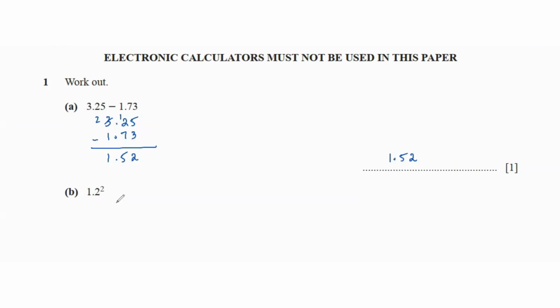Then it says find 1.2 squared. 1.2 squared is basically 12 over 10 squared, which is 144 over 100. Move the decimal 2 places to the left. So 1.44 is your answer.